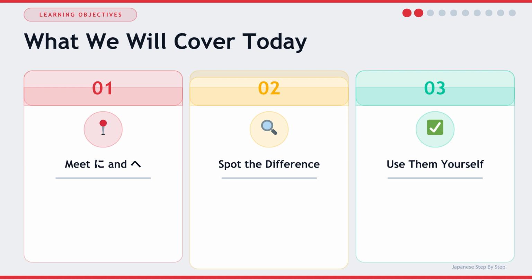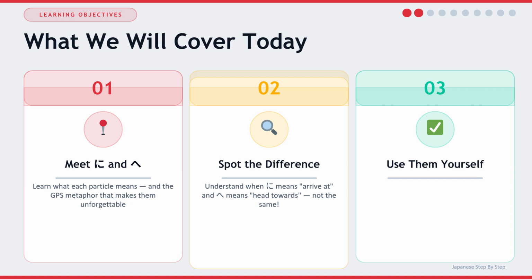Here's exactly what we're covering today. 3 things, in order. First, we properly meet ni and he, what they are, what they do, and why Japanese has 2 of them. Second, we find the difference. This is the most important part of the lesson. Most textbooks skip this. We won't. And third, you use them yourself. Real sentences. Real mistakes to avoid.